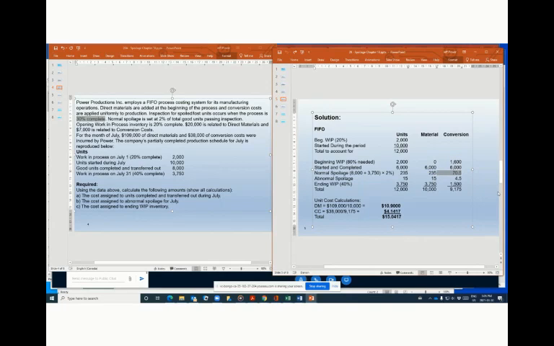And conversion means labor and overhead or effort. And the same thing for the abnormal spoilage. 15 units of the 250 we considered abnormal. Again, with that batch, I'm wasting all of the materials, and I'm wasting 30% of the effort.